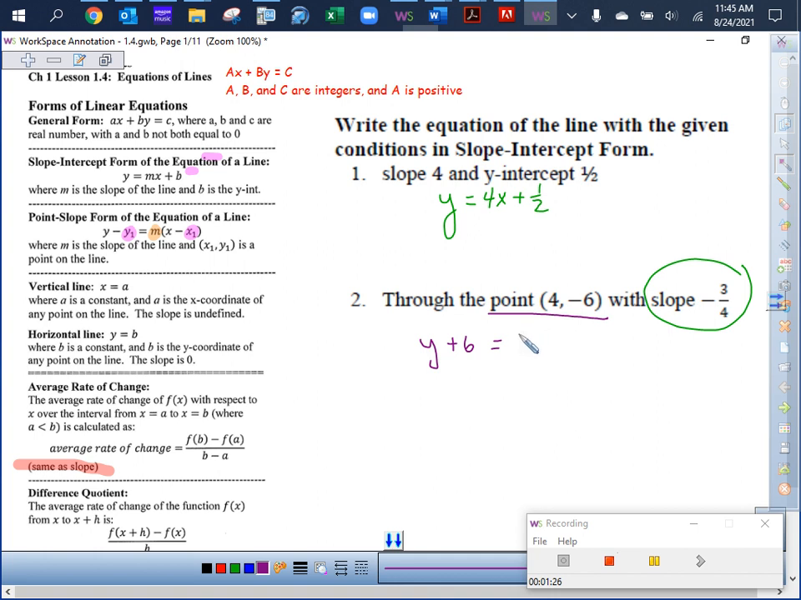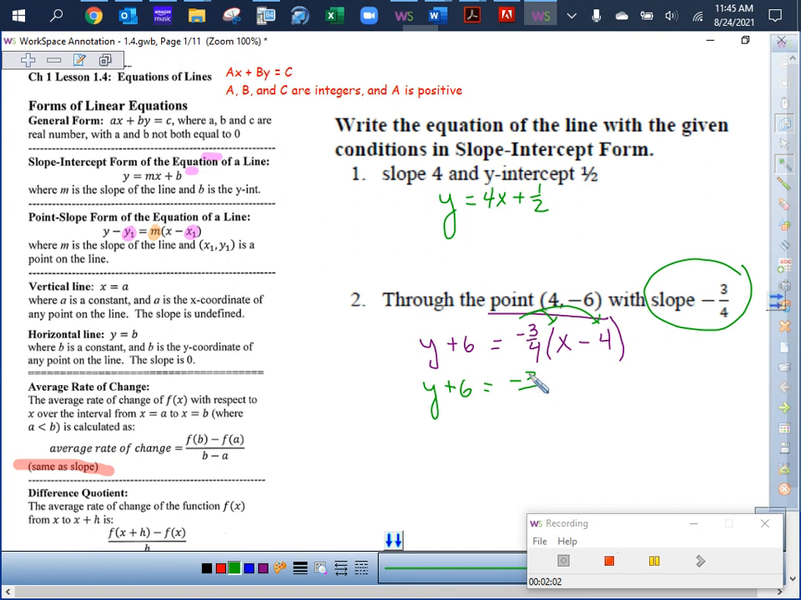Slope, -3/4, times the quantity of x minus x1. x1 is 4, so just 4. So is everyone cool with why this turned into a plus? Because it was minus a minus. You all down with that? This is not going to be accepted when my math lab says, put it in slope-intercept form. This is point-slope form. So we need to distribute Mr. 3/4.